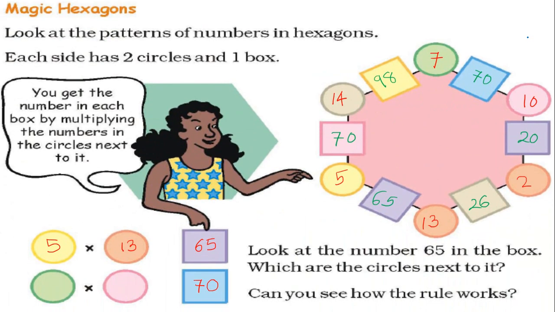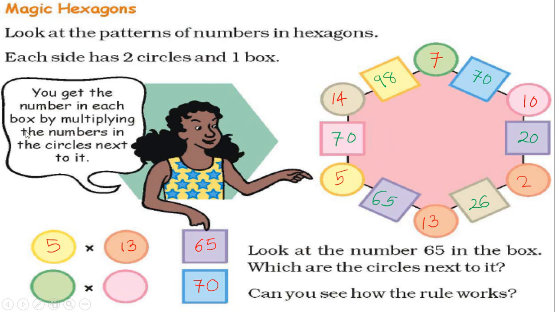Now come to the next topic. This is a very interesting topic. Magic hexagons. Look at the patterns of numbers in hexagon. Each side has 2 circles and 1 box. See, each side has, this is a side of hexagon. Here we can see 1 square and 2 circles on each side of hexagon. Here also we can see 1 square and 2 circles at each side of hexagon.